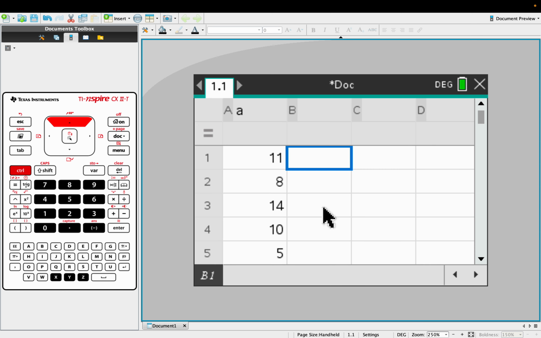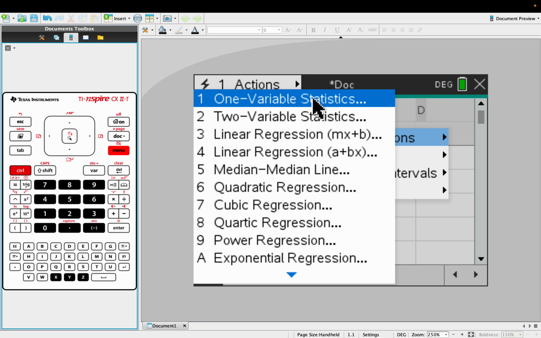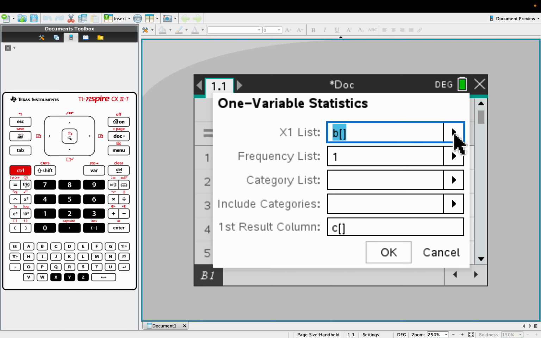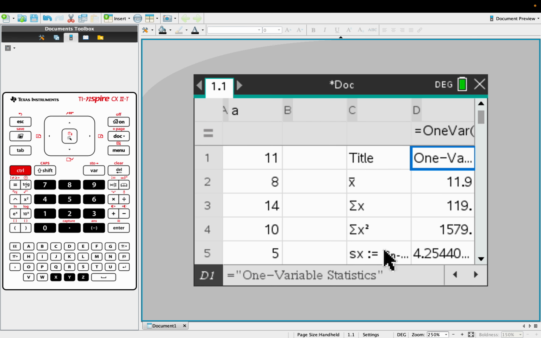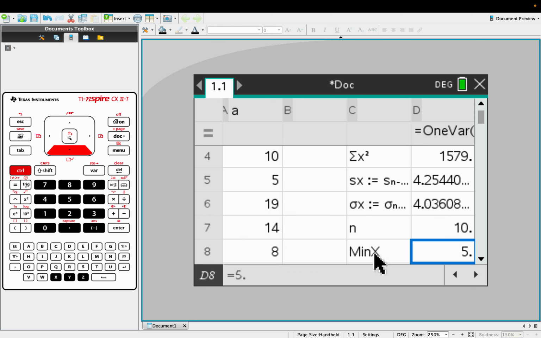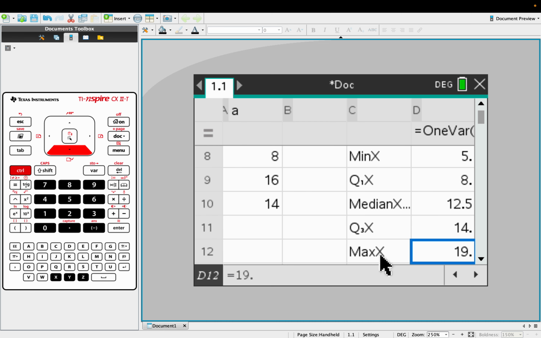Now go to the space just next to the first one. Menu, statistics, statistical calculations. There is one variable, that was the test score. We've got one list, and the X1 list, click on this little arrow here, and there's variable A, and each item is just 1, and that's it. So all we have to do is read off and understand what these are. X bar is the mean, 11.9. This little guy here with a little hat on is called sigma X. This is the standard deviation. We've seen this in Data Classroom. This is the 10 data items. The minimum is 5. The median is 12.5. And the max is 19. So we get all our information here.